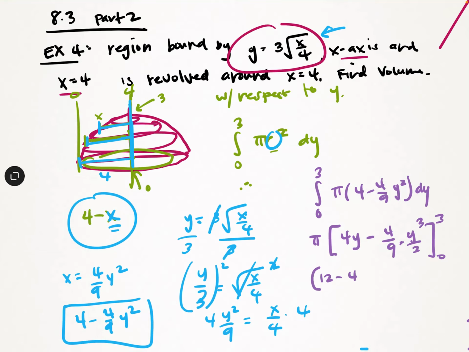Did I do that correctly? Oh, I forgot to square it. R squared. I forgot to do it again. Let's back it up.